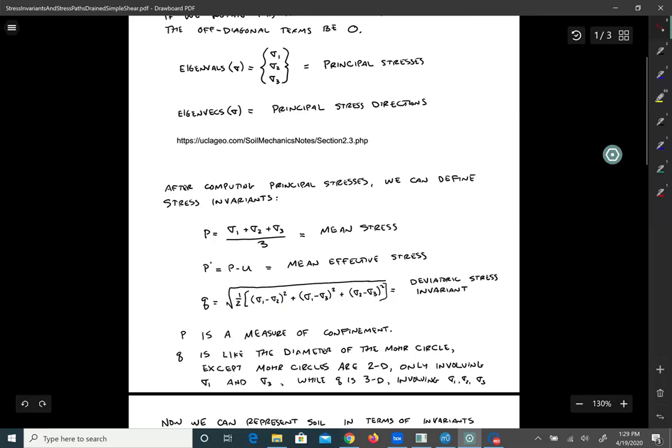Because it includes the intermediate principal stress also. So it's a function of sigma 1 and sigma 3, just like the Mohr circle, but it also is a function now of sigma 2. So you can think of it like the diameter of the Mohr circle, but three-dimensional instead of two-dimensional.